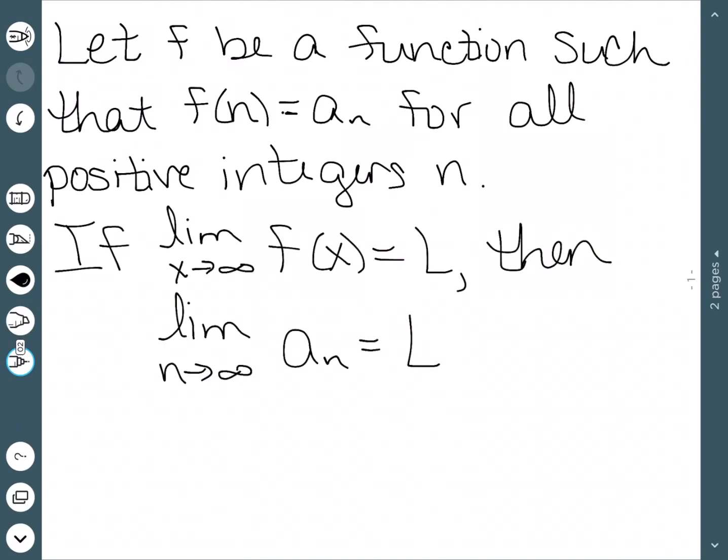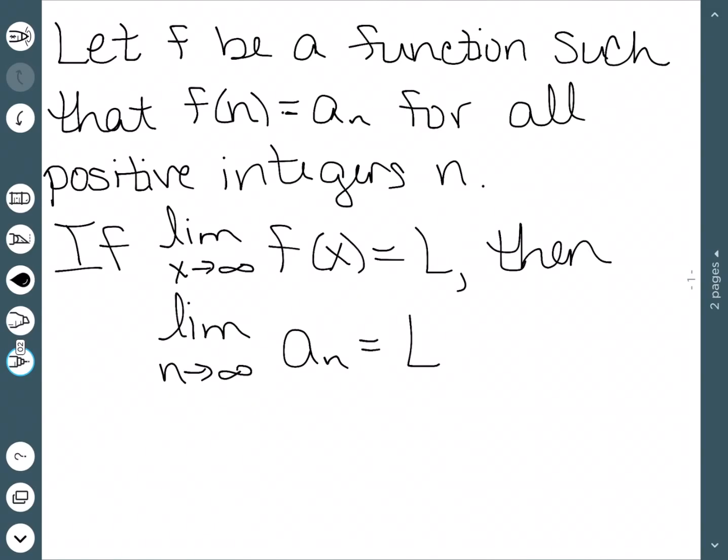And if we do that, and our function that we have defined has a limit as x goes to infinity, then that limit is going to be the same as our sequence limit. However, one of the important things to note is that if, for whatever reason, the first limit, the function limit, does not exist, that does not mean that your sequence diverges. It can mean a lot of different things.